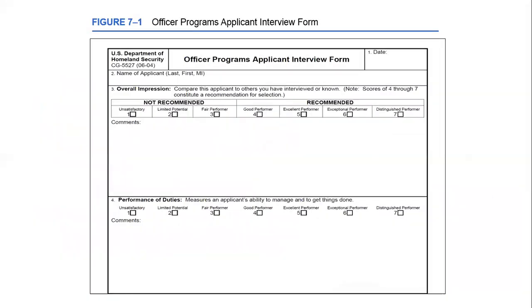So for example, here is some of the officer program applicant interview form, where there is a list, name of the applicant, it may be printed as well. Overall impression, compare this applicant, others you have interviewed, and note score 4 through 7 constitute a recommendation for selection. So यहाँ पे वो देखते हैं कि जी not recommended है, क्यों not recommended, why do you think so? Recommended है, performance of duties measure an applicant ability to manage and get things done. उसको जो relevant जो job related questions है उनसे उसके मुताबिक पूछते हैं. Then we write down this is the rating and these are the comments. So this is what the most structured one.